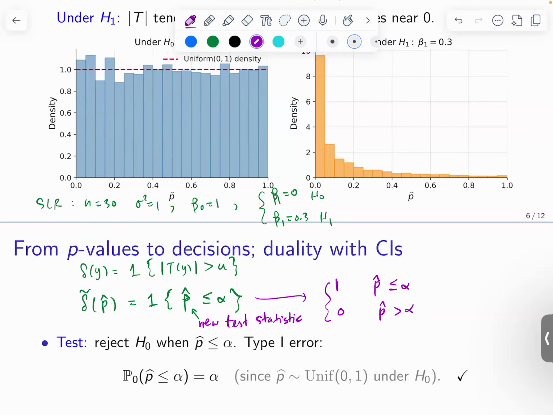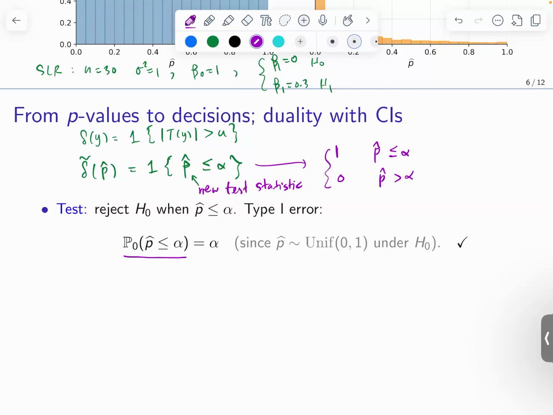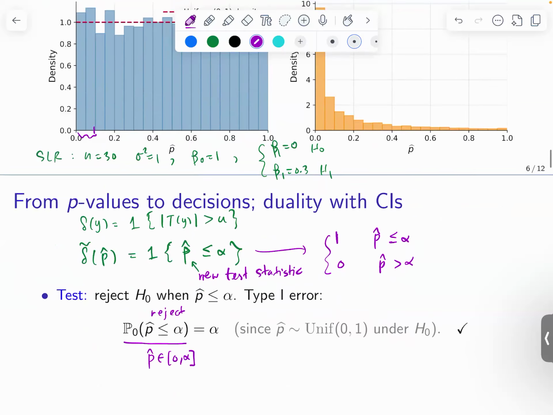Okay, why would this be a test of level alpha? Because under the null, if I look at when we reject, this is when p hat is less than or equal to alpha. p hat under the null would be uniformly distributed. And the probability that a uniformly distributed random variable on 0, 1 takes values in 0 to alpha is just alpha. Okay, the probability that it is in this interval is the length of the interval divided by 1. So it's really alpha over 1.